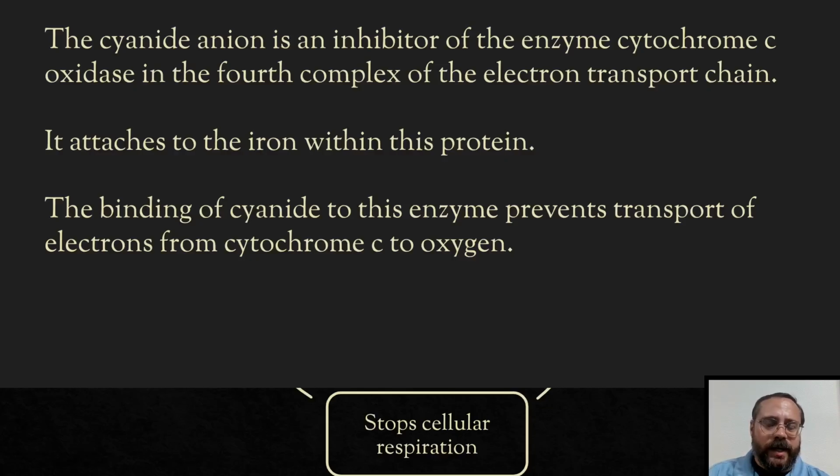The cyanide anion is an inhibitor of the enzyme cytochrome C oxidase in the fourth complex of the electron transport chain. It attaches to the iron within this protein. The binding of cyanide to this enzyme prevents the transport of electrons from cytochrome C oxidase to oxygen.